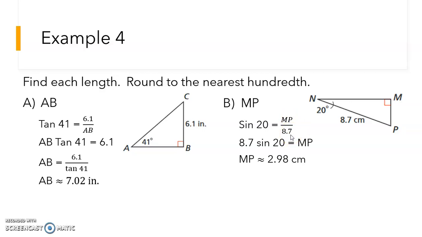Then I knew I needed to get MP alone, so I multiplied by 8.7, so it's alone. And now I just type this into my calculator, and I got MP is about 2.98 centimeters. So we have another example of this coming up.